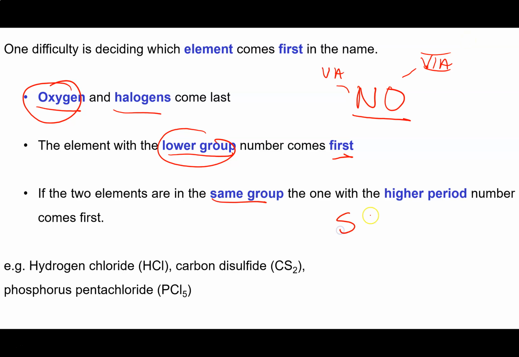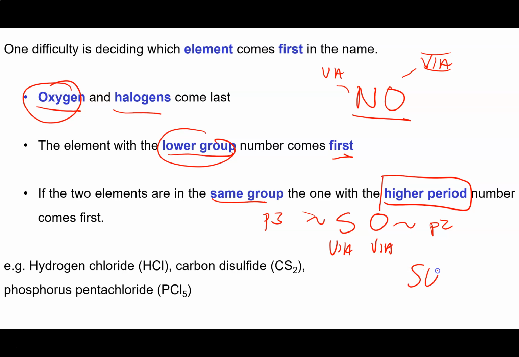So a good example of this is sulfur and oxygen. Sulfur is in group 6A, oxygen is also in group 6A, and what we say is the one in the higher period always comes first. So oxygen's in period 2, sulfur is in period 3. So whenever sulfur and oxygen combine in a compound, the sulfur always comes first.